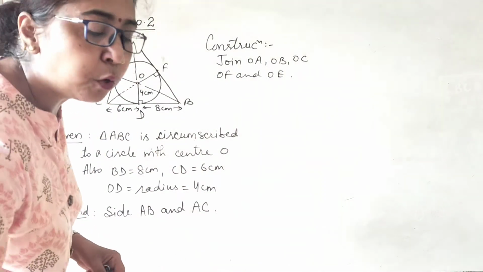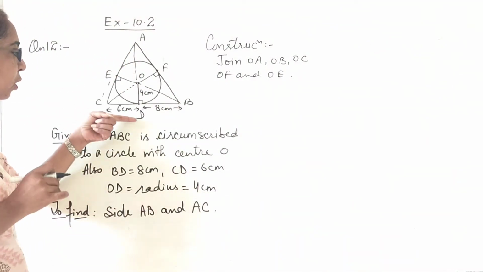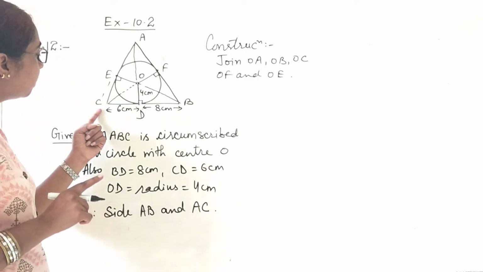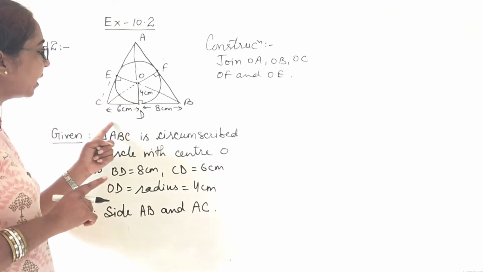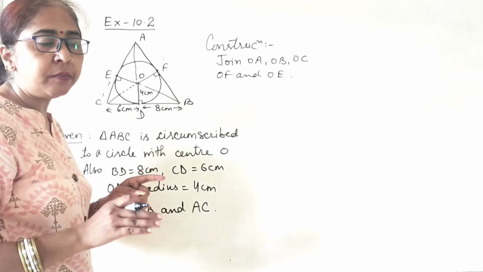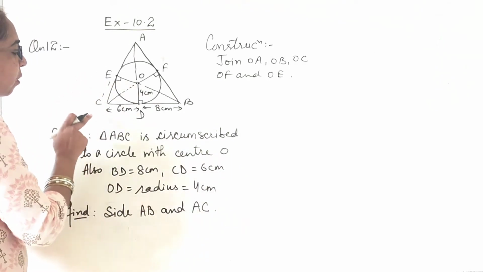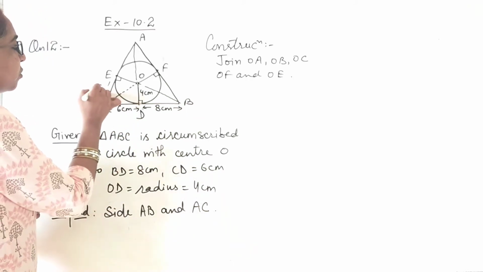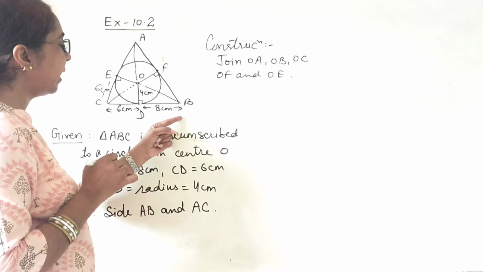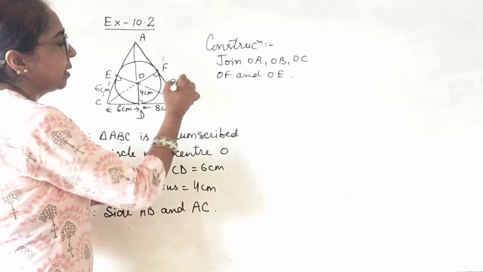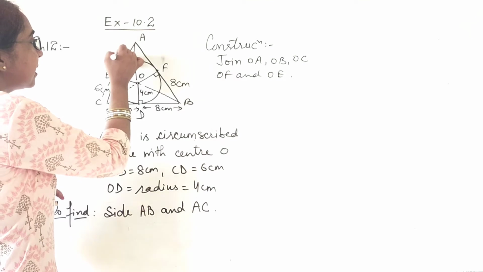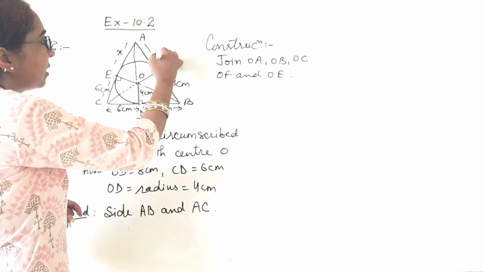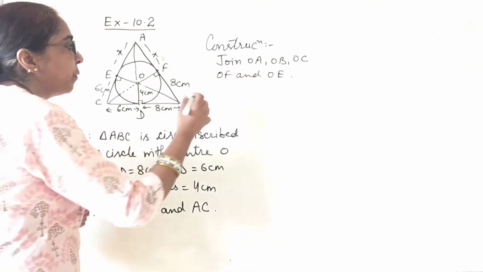First of all, I want to apply a theorem here. Because CD is equal to EC, we have a theorem that from an external point, the lengths of tangents are equal. This theorem says that from an external point, the lengths of tangents drawn are always equal. If it is 6, this must be 6. If it is 8, it must be 8. And if we suppose AE as x, then it will be equal to AF, that is also x. Okay, so I'll have to write it here.